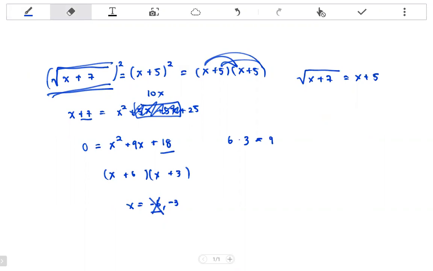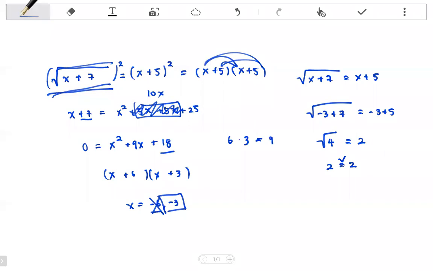Let's try plugging in negative 3. Square root of negative 3 plus 7 equals negative 3 plus 5. Negative 3 plus 7 is 4. Negative 3 plus 5 is 2. Square root of 4 is just 2. 2 equals 2. So negative 3 is our only solution for this question.